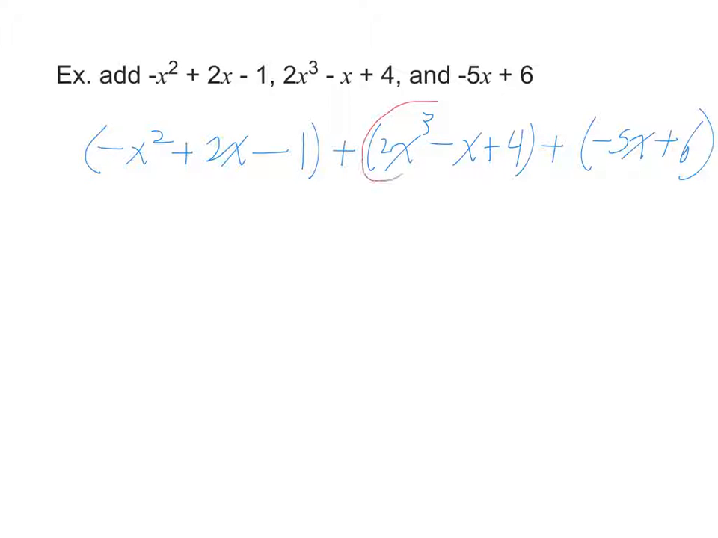First of all, there's only one term with a 2x cubed, so it's going to be all by itself. We also only have one x squared term, a negative x squared. But there's several x's. I have 2 here, negative 1 of them there, and negative 5x's here. Let's put them together as 2 minus 1 minus 5, which is negative 4x's.